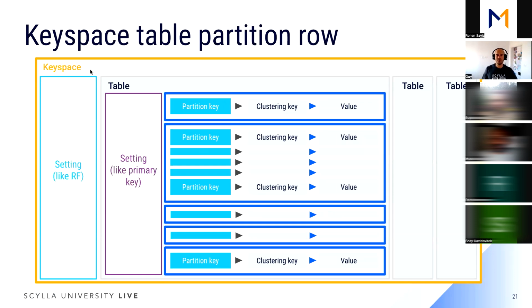So multiple tables, and within these tables, we have data ordered according to the partition key. And within the partition key, we can have a clustering key and then key value pairs. I know that's a mouthful, but I have more diagrams and I will explain this in more detail in just a bit.